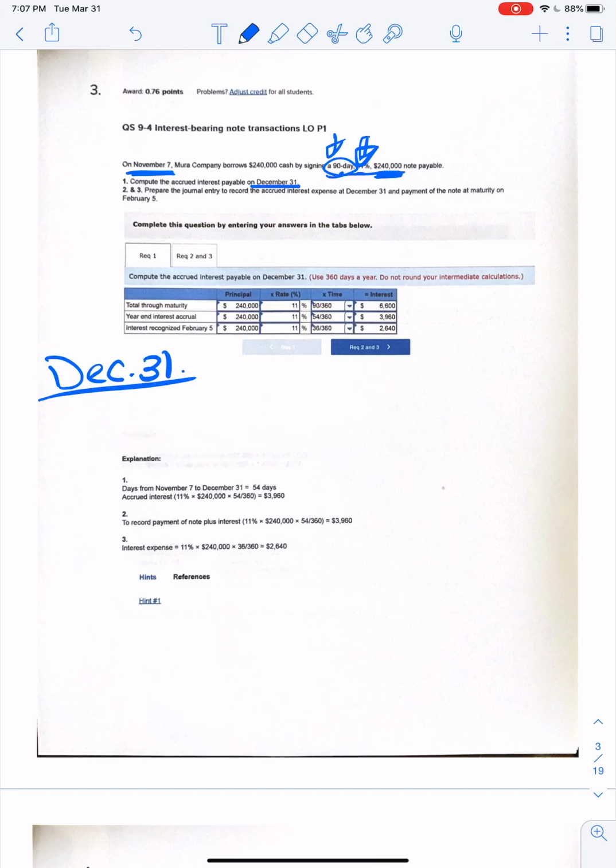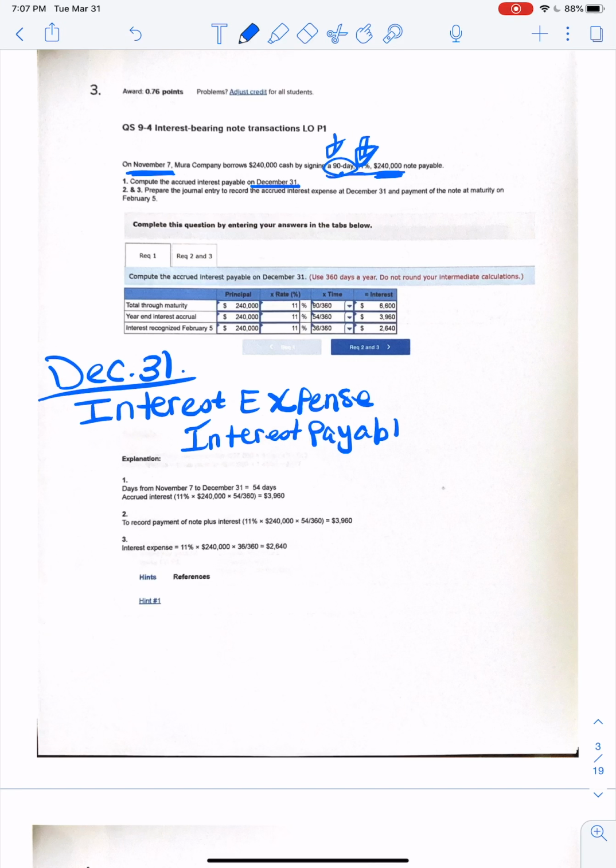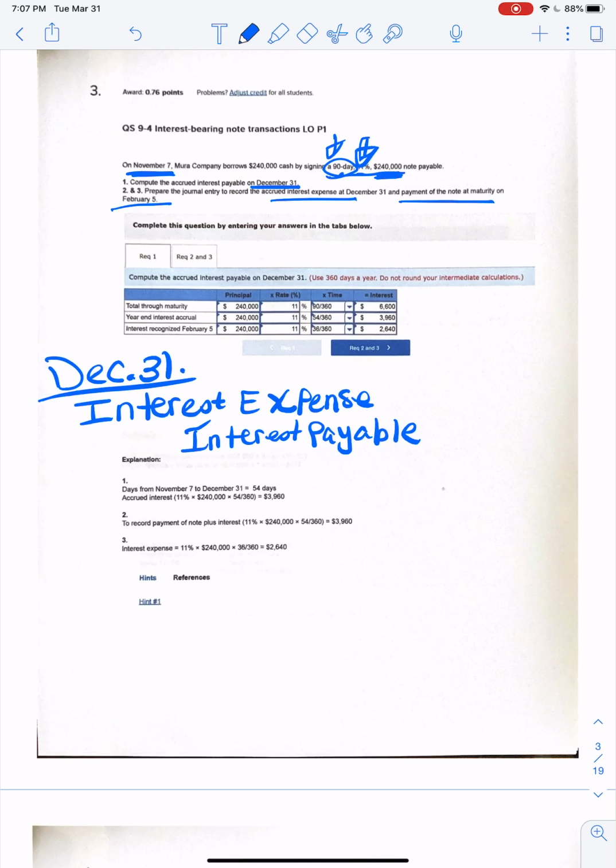So on December the 31st, I've got to record a debit to interest expense and a credit, not to cash, but instead to interest payable, because we're told we will pay all of the interest expense and payment of the note on February 5th. So we're not going to actually pay cash at December 31st. We're just going to accrue for it, saying, look, we realize there is this expense and needs to be put in this period, but the cash won't actually go out until the next period. So debit to interest expense, a credit to interest payable, and that will be for my $3,960 that we see right there.